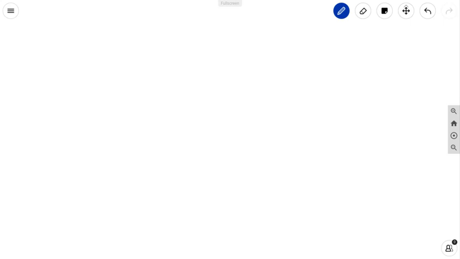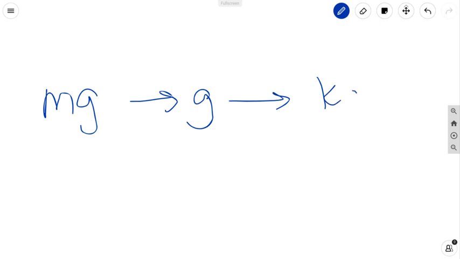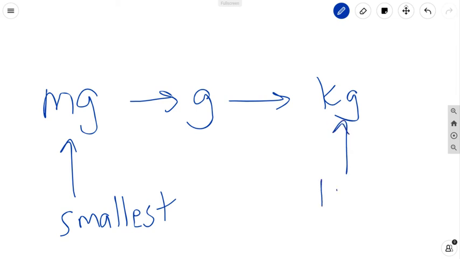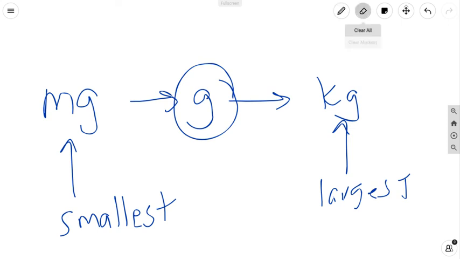And you actually already know how to do this. We're talking about going from milligram to gram and kilogram. So milligram being the smallest, kilogram being the largest, and the unit is gram. And essentially, there are really two main parts you need to know about this.